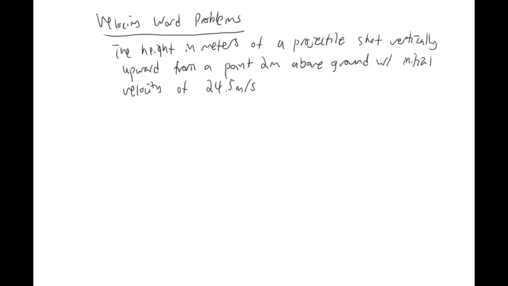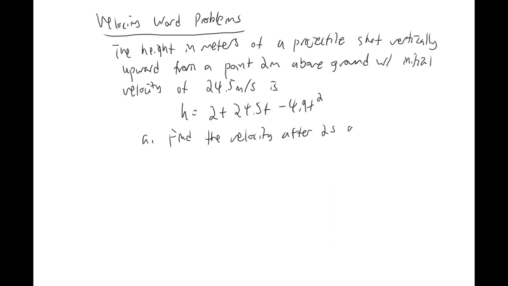So there's a high chance I'm doing your homework, but I figured the book problems are better than the ones I think of. So h equals 2 plus 24.5t minus 4.9t squared. So this is like your distance, right? Height, distance, whatever you want to call it. So let's do A. Find the velocity after 2 seconds and 4 seconds.